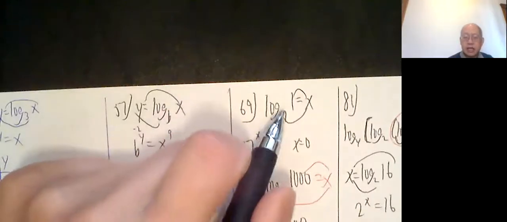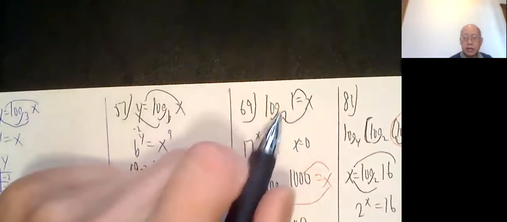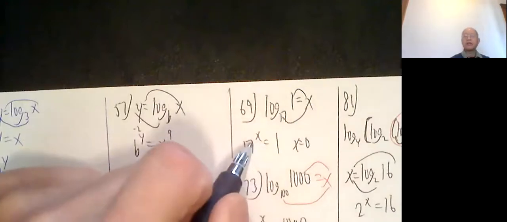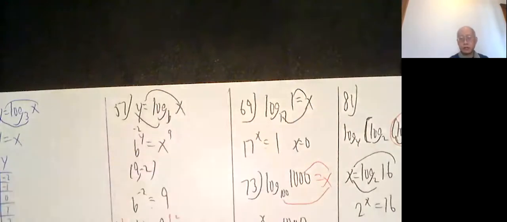69, log base 17 of 1 equals x. Unscramble it. 17 to the x equals 1. Well, we know anything to the 0 is 1, so x is equal to 0.